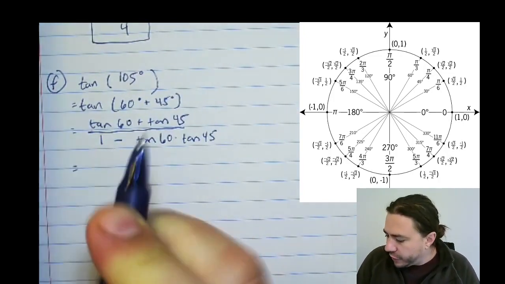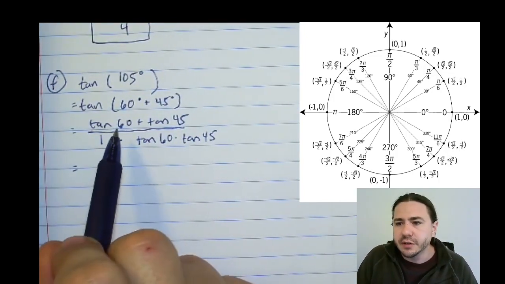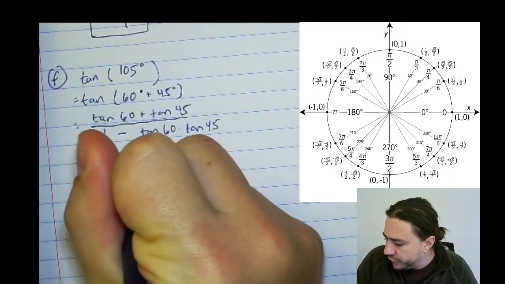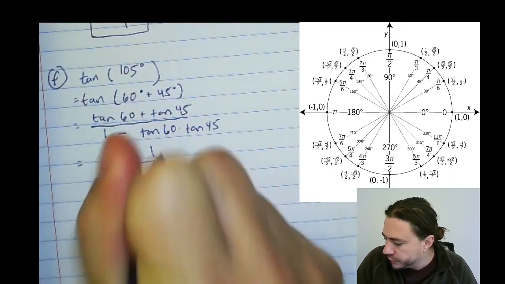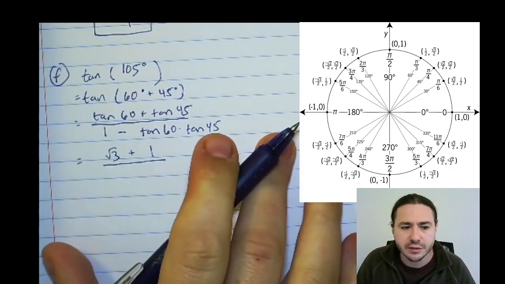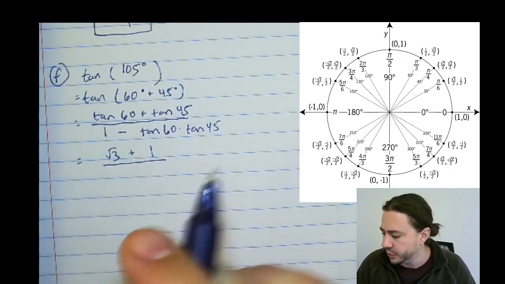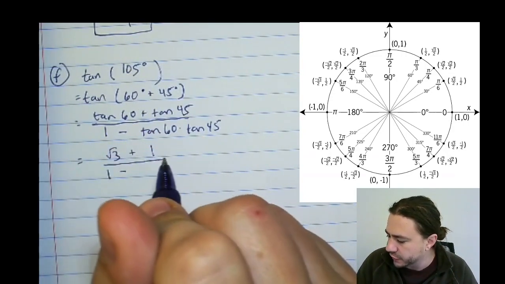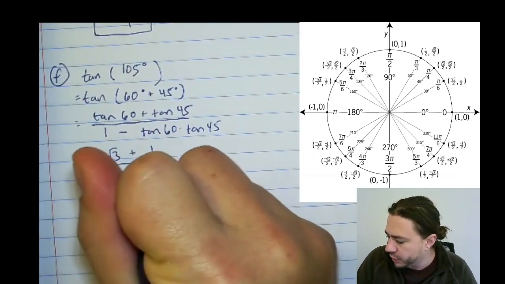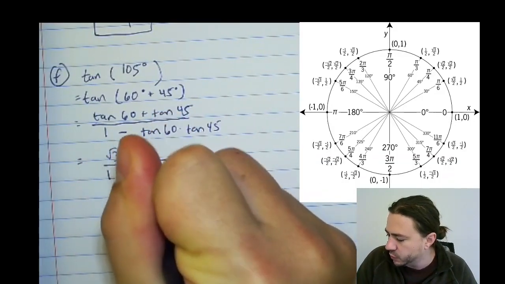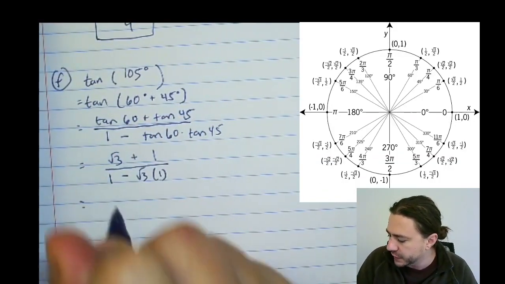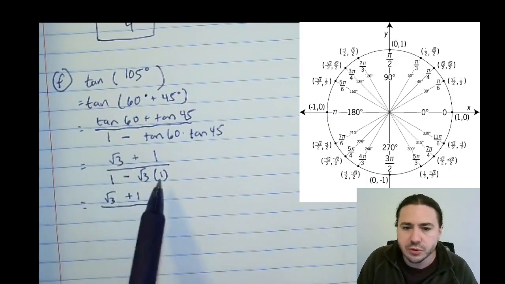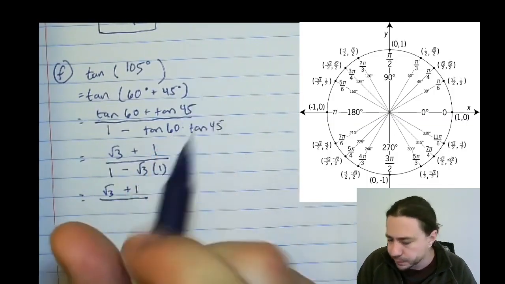All right, so let's go ahead and evaluate these. Tangent of 60 degrees is going to be root 3. Tangent of 45 is just going to be 1. This is going to look very similar to our last tangent problem. And then we've got 1 minus tangent of 60, which we said was root 3, and then tangent of 45, which we said was 1. So this one is basically done here. Not much we could do to simplify the top. Really the only thing to do to simplify the bottom is to multiply that by 1.